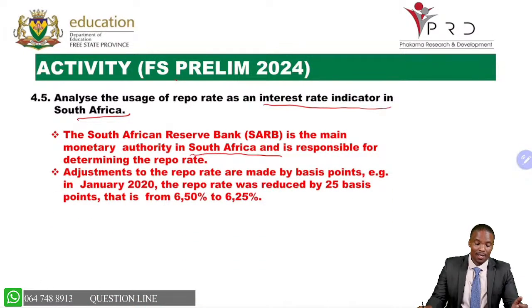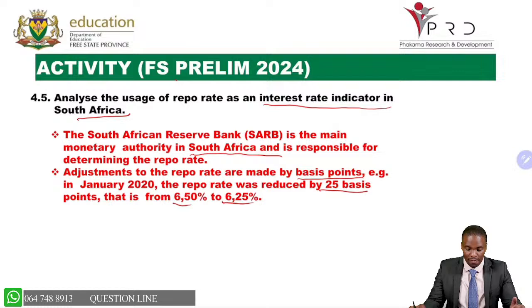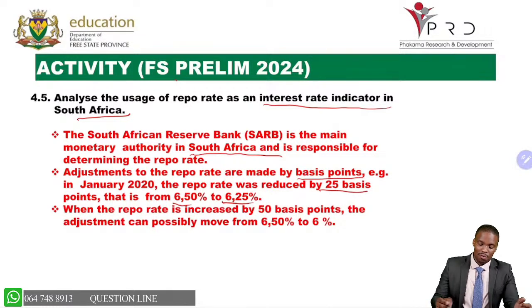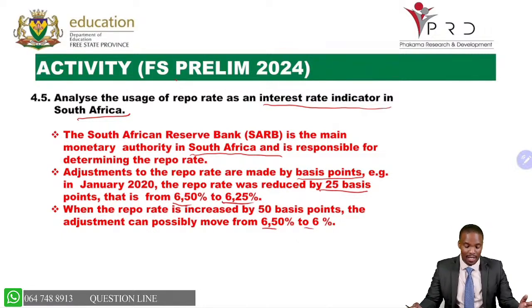And then we know that just before COVID, the repo rate was adjusted by certain basis points. In January, it was adjusted by 25 basis points. That means from 6.5 to 6.25, down. And when the repo rate is increased by 50 basis points, it can possibly move from 6.5 to 7, depending on the adjustment there.